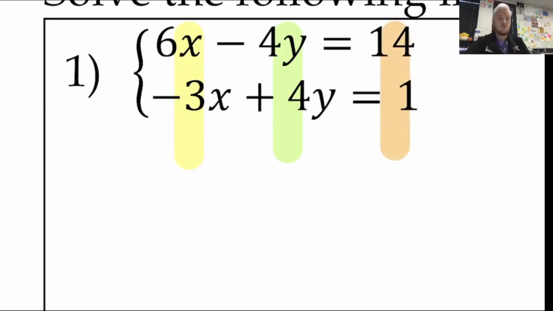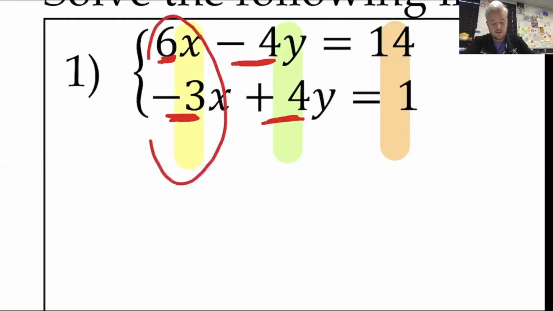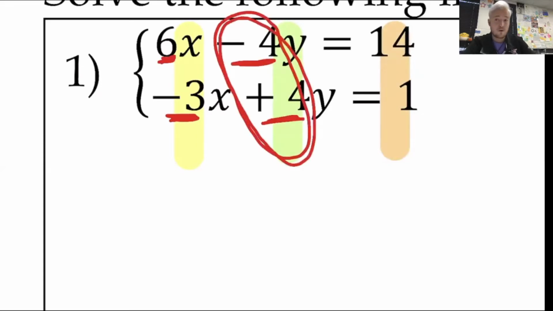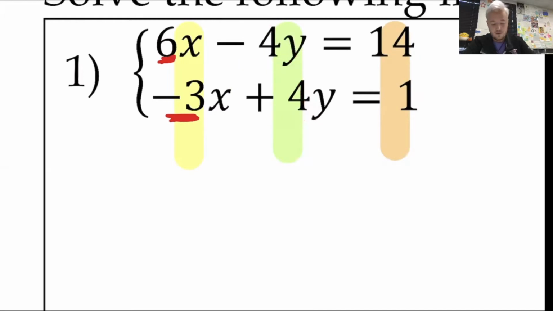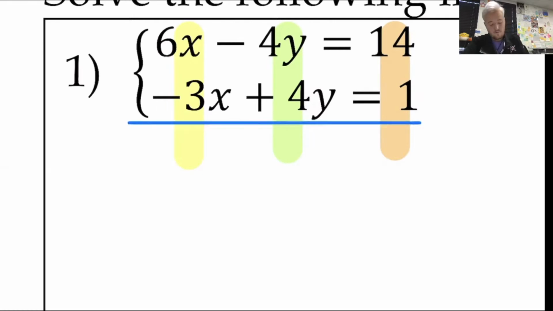Now, what you want to be looking at are the coefficients. When I say coefficient, we're looking at the number in front of the variables, and what we're looking for is a zero pair. If you notice, 6 and -3 are not inverses of each other, so those would not eliminate. But here, we have -4 and +4. Those numbers are zero pairs. Those are inverses. So when I add these two equations together, those y values would eliminate. That's the whole idea of this method: we want one of those variables to eliminate.